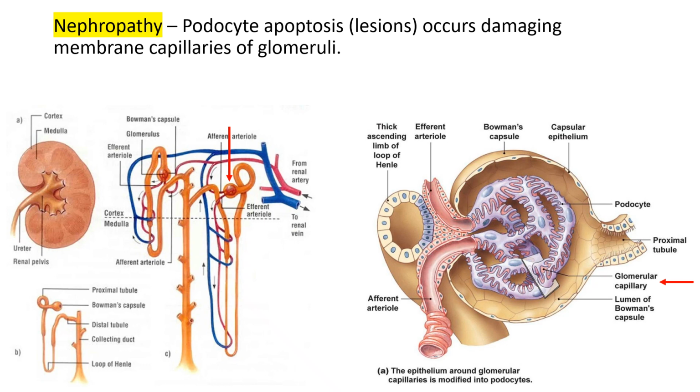Now, I mentioned fingers and toes, but this can happen anywhere. So under microangiopathy, we have nephropathy. So nephropathy affects the kidneys. The actual cell of the kidneys is a podocyte. This podocyte will experience apoptosis that will create lesions. These lesions are going to damage the membrane of the capillaries. These capillaries are going to become leaky, and these capillaries are in the glomerular capsule.